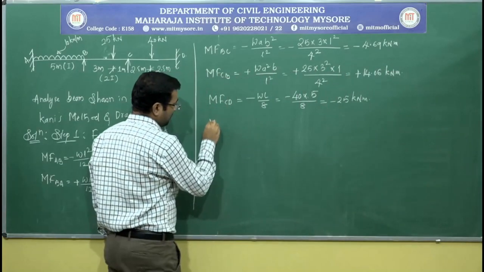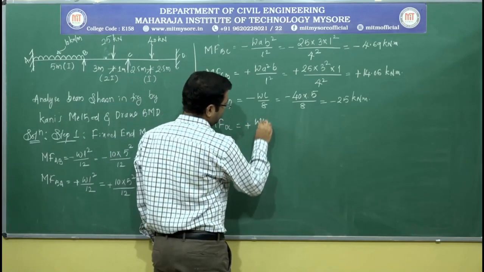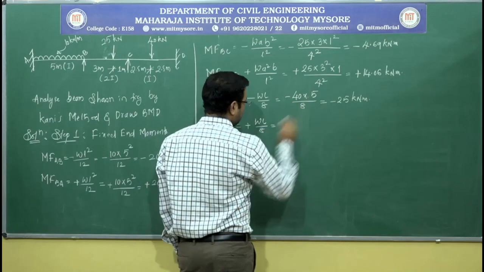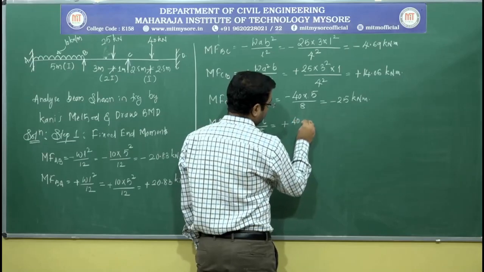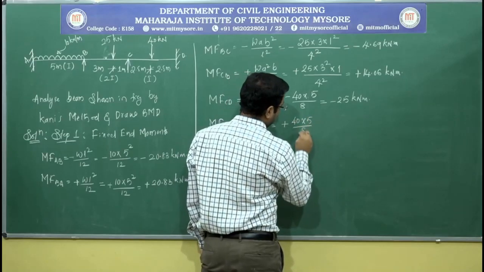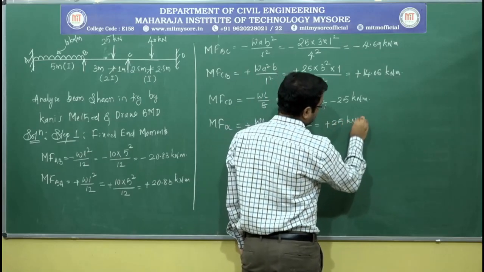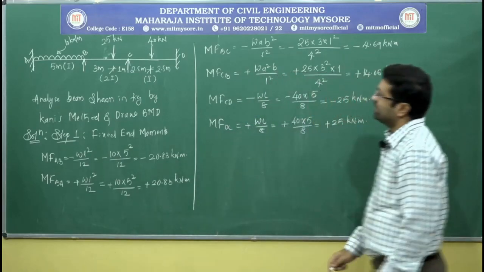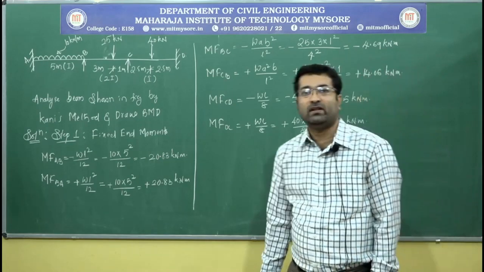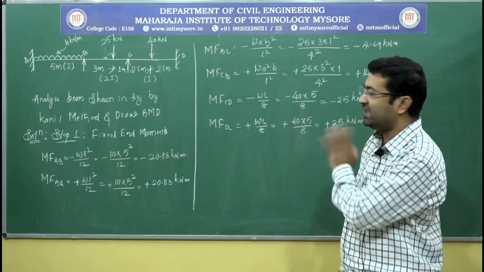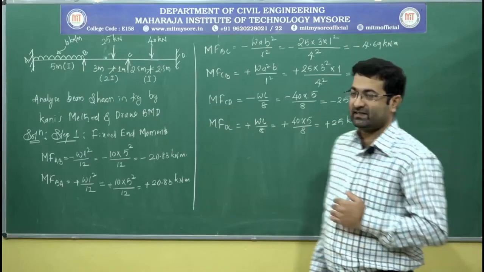The last fixed end moment, that is MFDC, is equal to plus WL by 8. The formula is the same, so you can expect the same result divided by 8, which gives you plus 25 kilonewton meter. Right. So these are the 6 fixed end moments for the spans AB, BC and CD. Now we need to go for the second step.